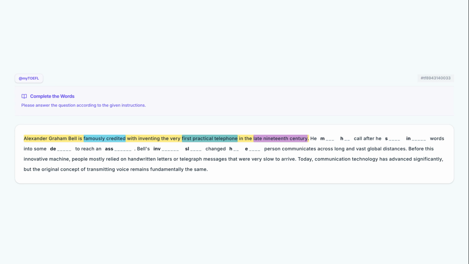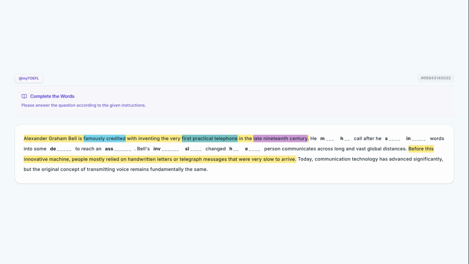Now, we move on to a sentence that provides a contrast to the invention mentioned earlier. This part of the text helps us understand the state of the world before this technology changed everything. Understanding this background is essential for following the passage's logic. Before this innovative machine, people mostly relied on handwritten letters or telegraph messages that were very slow to arrive.